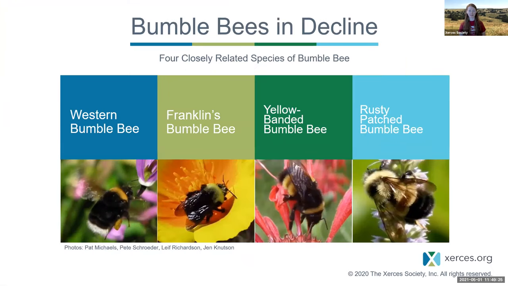So, bumblebees in decline. Researchers were alerted to decline beginning with these four species right here, at least in North America. And these are sister species, meaning they're very closely related within the bumblebee group. They used to be some of the most common species found throughout their range, and then dramatically, they just became very hard to find. And so people were like, what's going on? What are the factors causing this rapid decline?